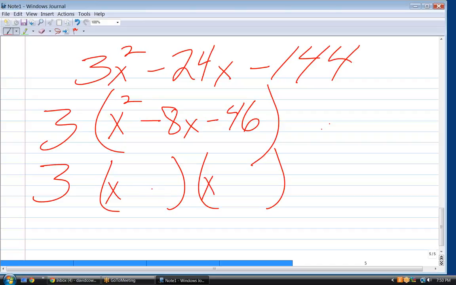What's next? We're going to do a plus and a minus symbol. And the fact that it was x squared to begin with means that it doesn't matter if I put my plus here and my minus there or vice versa. That also makes it easier. Now, what's the final step? Find factors of 46 that subtract to 8. Don't worry about the signs. We just want factors of 46 that subtract to 8.